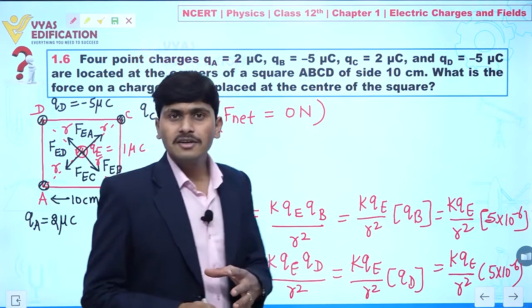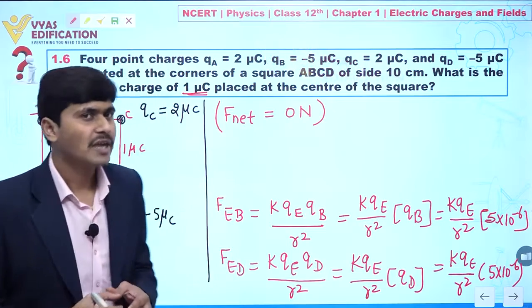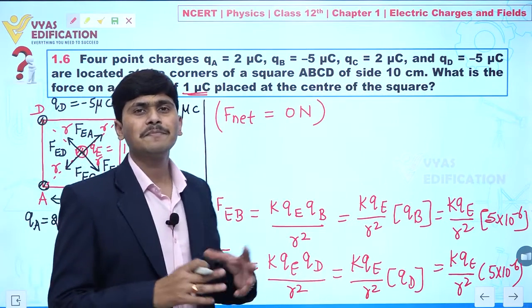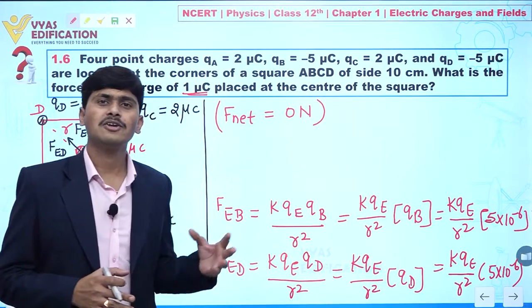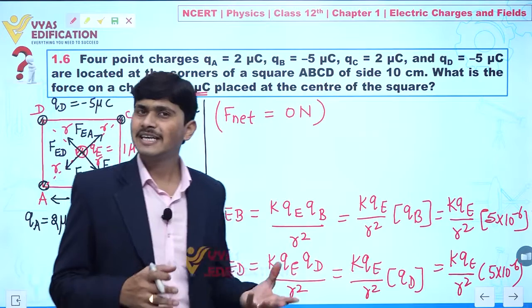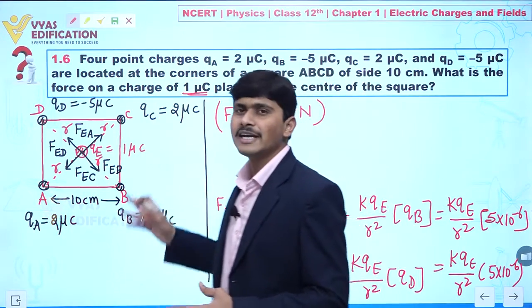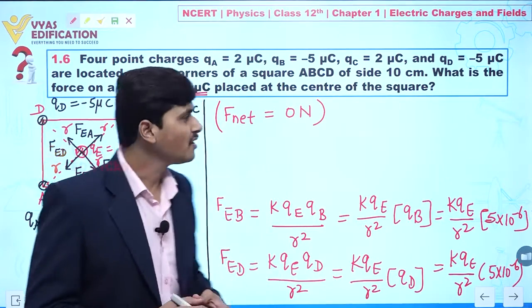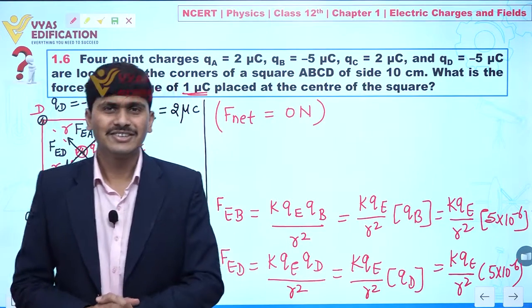Clear? But it is always better if you first consider the direction logically and then solve for the magnitude and compare. If you are getting a net force, then you have to apply the law of parallelogram addition and after that you can get the net force. Clear? But here in this condition we are getting equal and opposite forces, so the net force is equal to 0. Clear? So what is the answer to this question? The correct answer is 0 Newton. Clear?